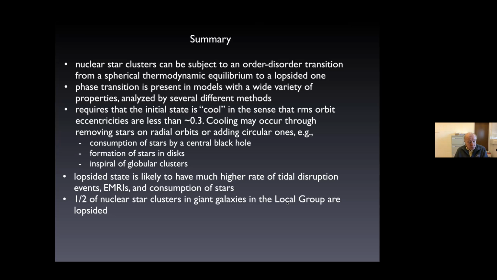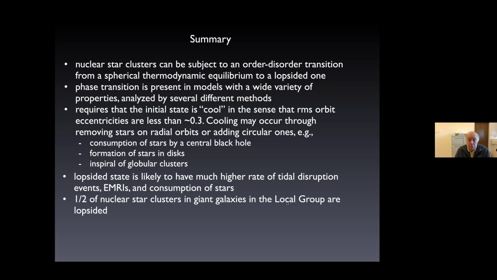The relevance of the lopsided star clusters to the question of this session, the rate of black hole growth in the local universe, is that the lopsided state is likely to have a much higher rate of tidal disruption. In spherical systems, the disruption occurs through two-body relaxation, but in a lopsided system, there are large-scale gravitational torques that change the orbital angular momenta of the stars much more efficiently. Similarly, you'd see much higher rates of consumption of stars and of extreme mass ratio in-spirals.